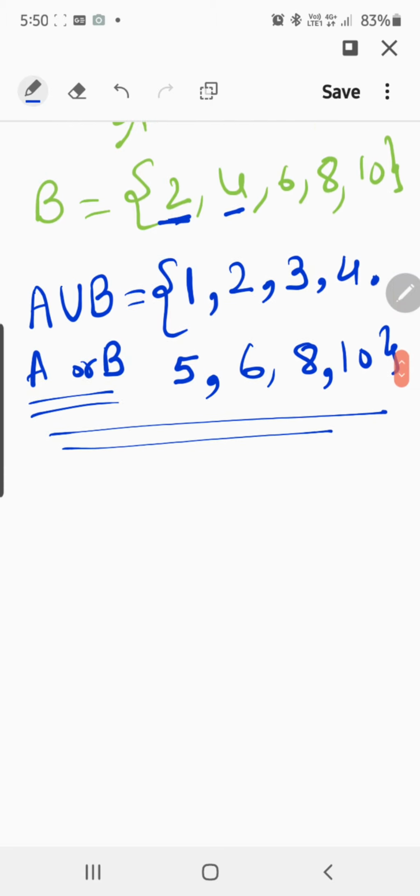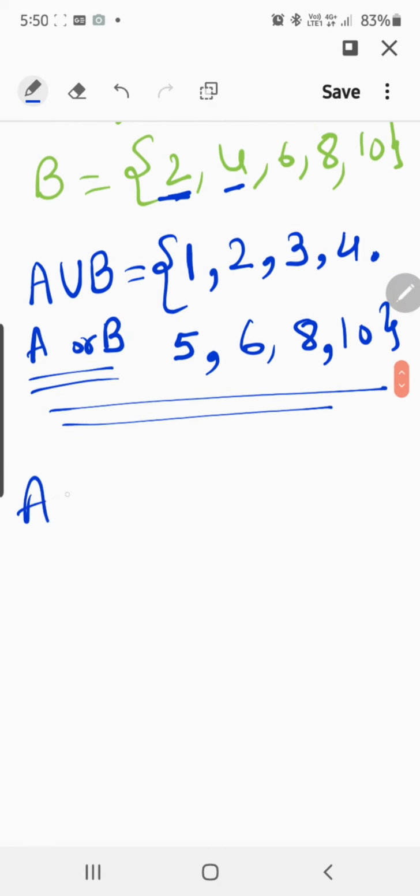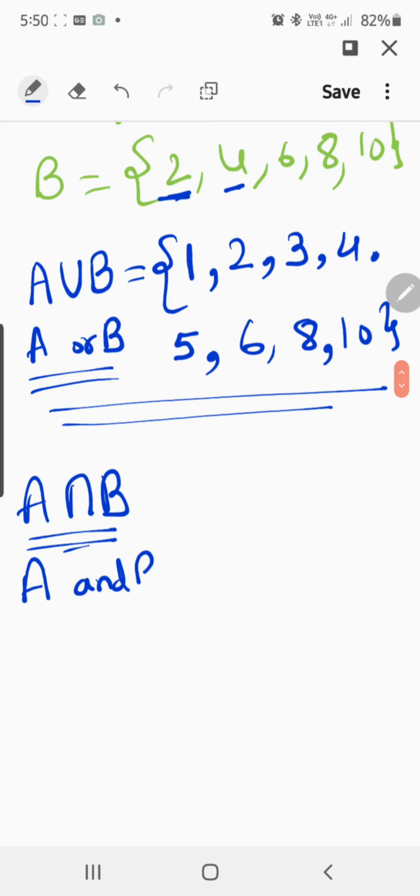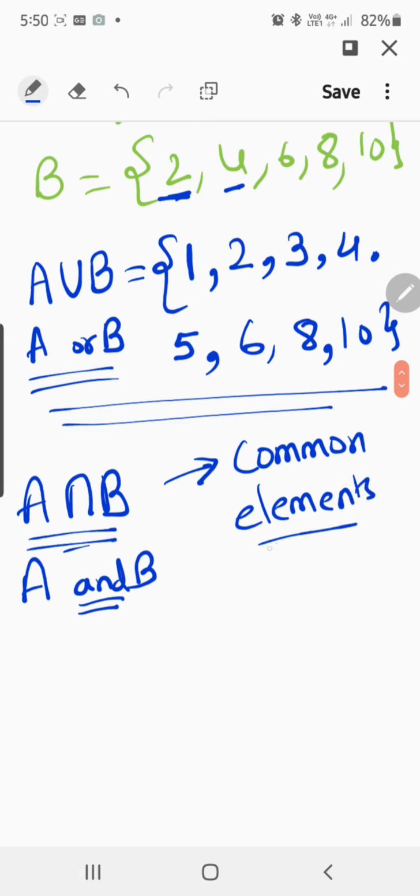Next, our Boolean operation is A intersection B. What do you mean by intersection? We have talked about it. A intersection B means A and B, and it talks about the elements which are present in both set A as well as set B. So in intersection we have to write the common elements. We write just the common elements in A intersection B.